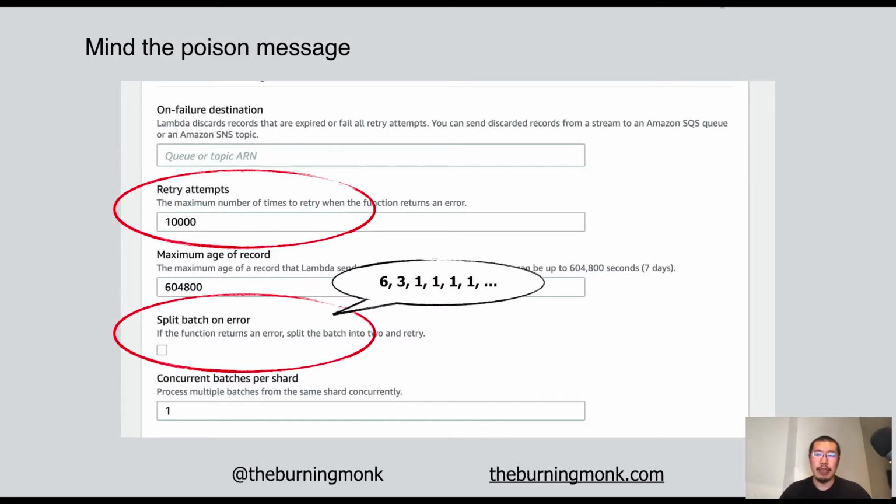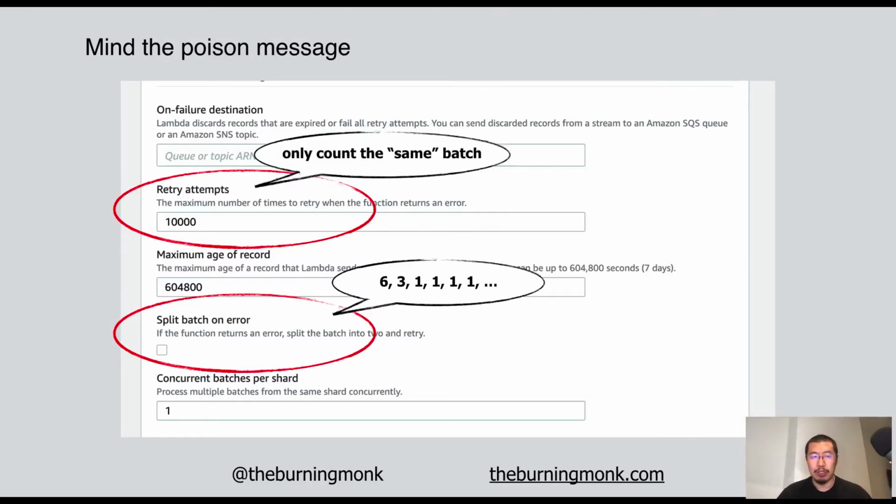As an example, if the batch had 6 records, after the first attempt, it will be split in half, so that the second attempt will only have the first 3 records, then just 1 record, and from here only that 1 record will be retried up to the max number of retry attempts, which only counts the number of attempts for the same batch. So in our example, you start counting when we're down to that 1 poison message in the batch. So in total, that poison message can be retried a few more times than the max attempt value that you configure.